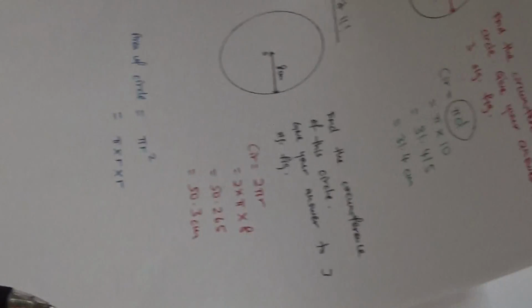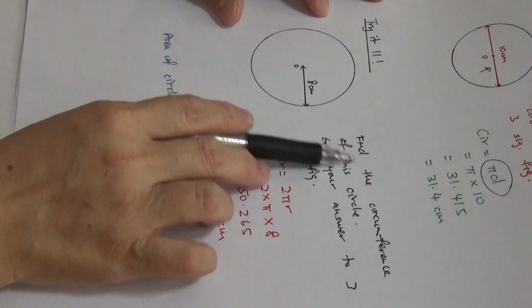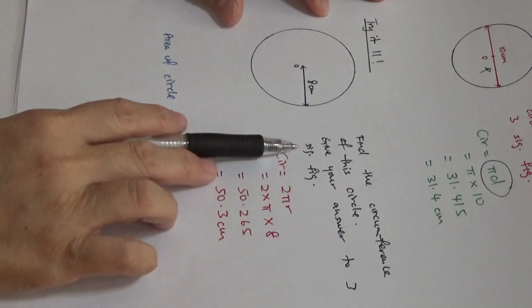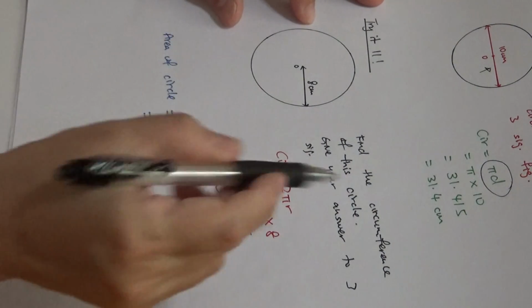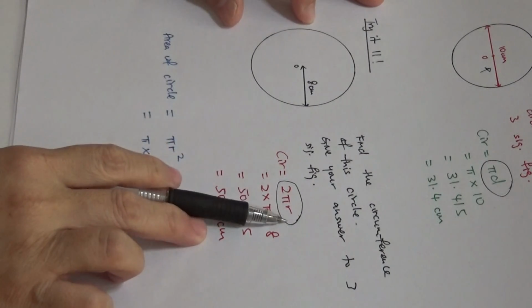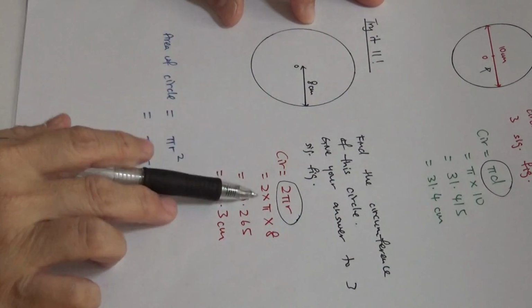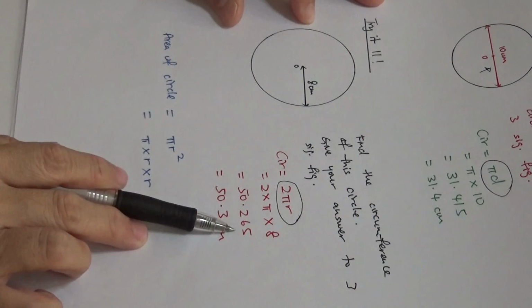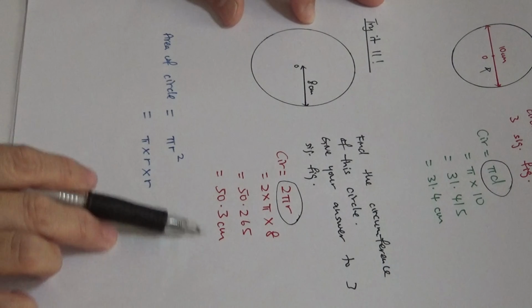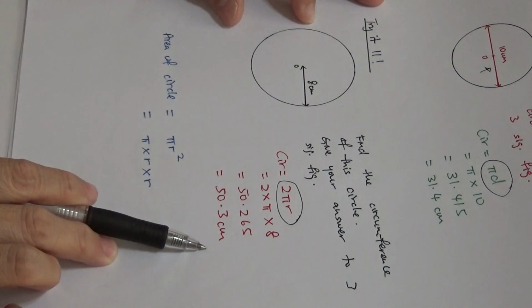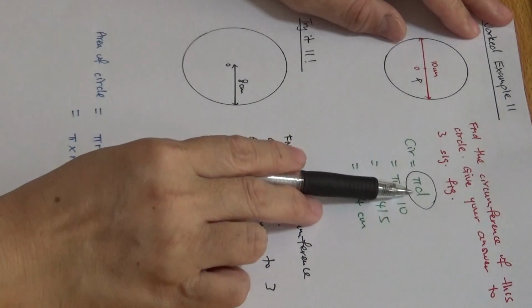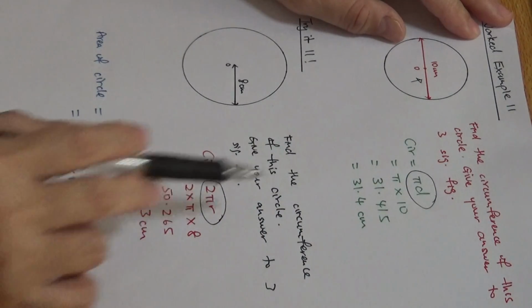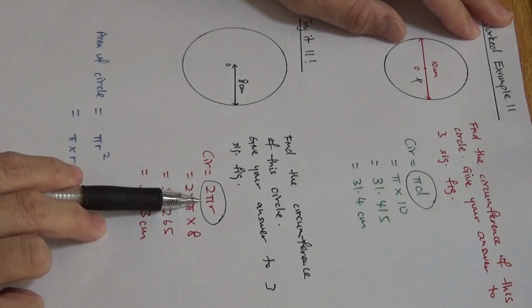Now let's take a look at try 11. Find the circumference of this circle, give your answer to 3 significant figures. Note that in this question, the radius is given. So we'll use circumference is 2 pi r instead, because r represents the radius. So 2 times pi times 8. We'll get this answer, 5 significant figure truncate, and then 3 significant figure round off. So that will complete the circumference of a circle. Please bear in mind, circumference of a circle is given by either pi d or 2 pi r. That means pi times d or 2 times pi times r.